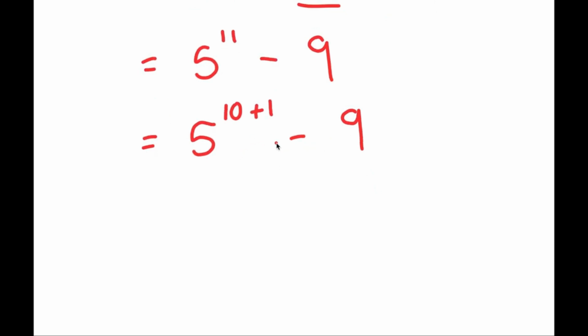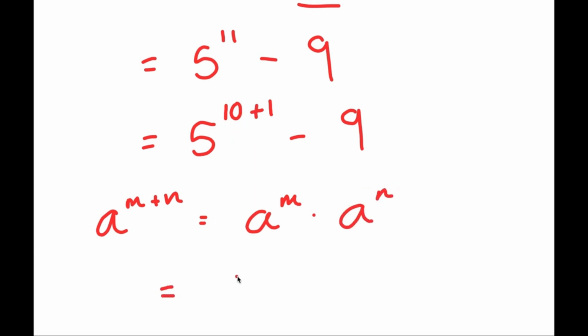This way, I can use the property a to the power of m plus n is equal to a to the power of m times a to the power of n. So now this turns into 5 to the power of 10 times 5 to the power of 1 minus 9.